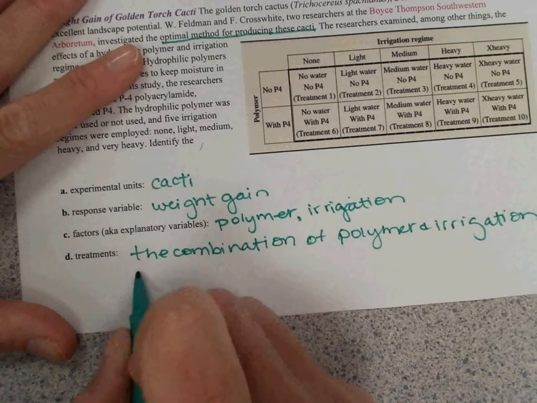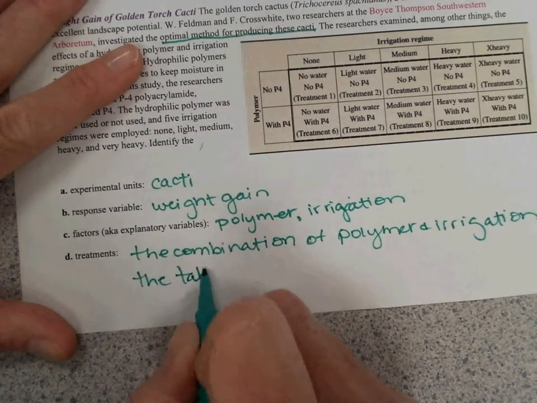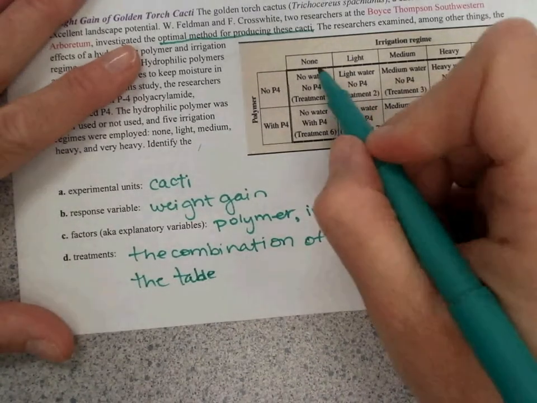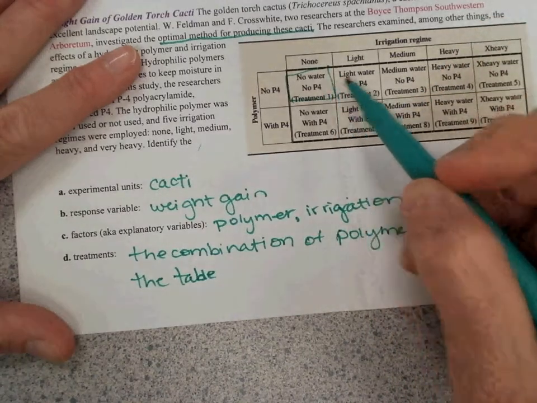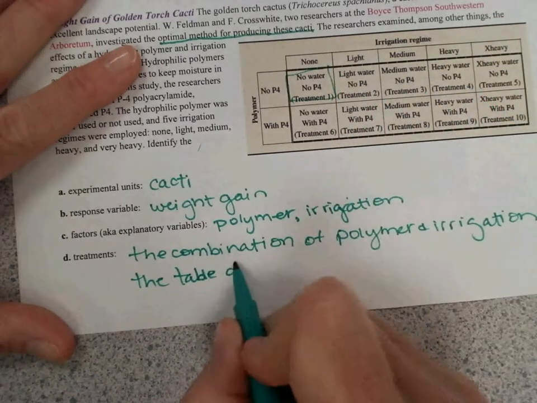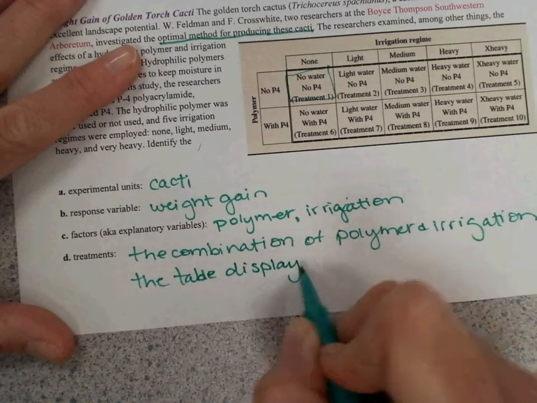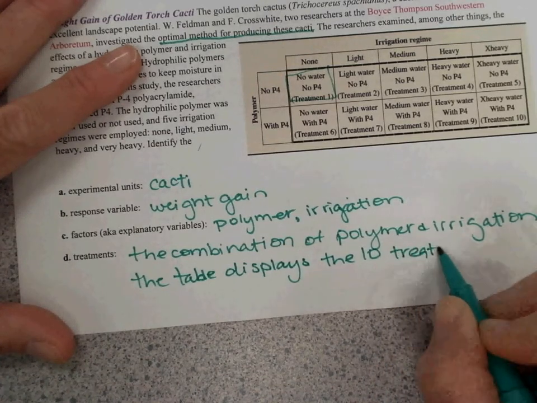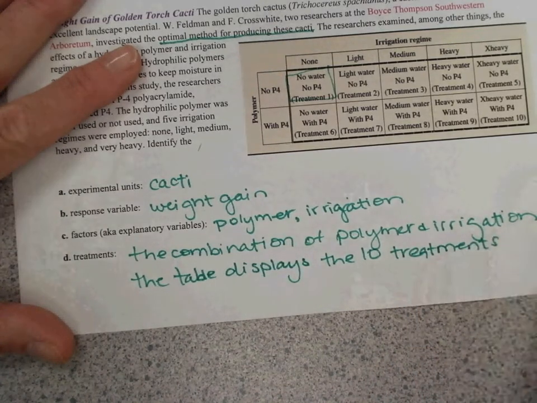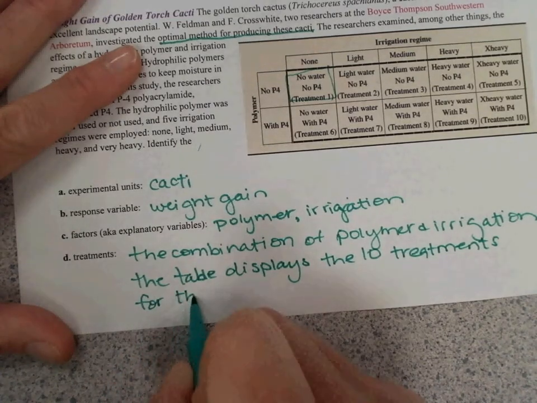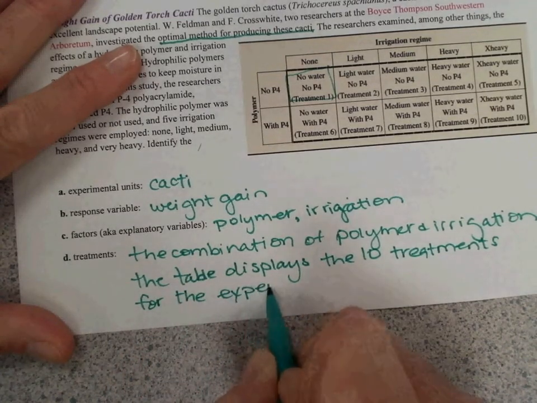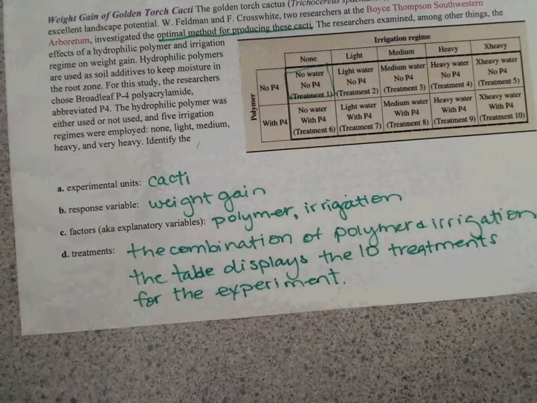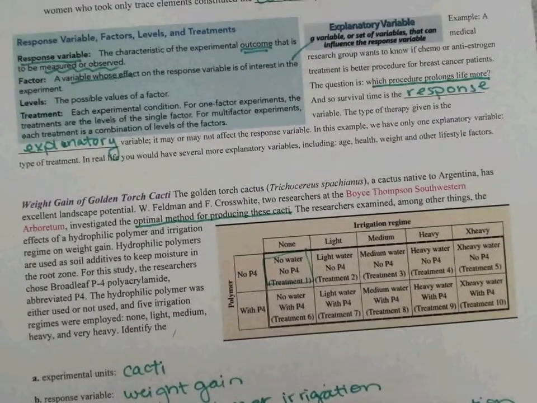So you can see the table right here displays the 10 treatments for the experiment. So each one of these squares indicates a unique treatment. So this concludes our notes.